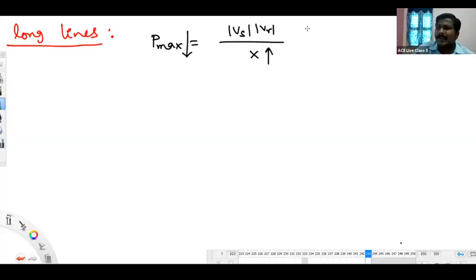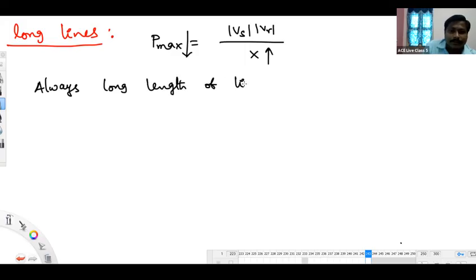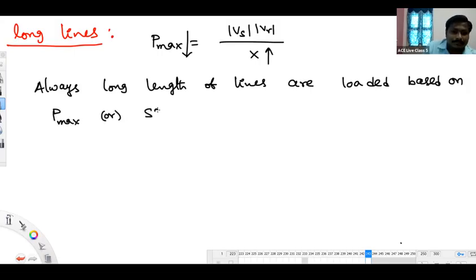Definitely, if you are thinking about long transmission lines, we have to keep the loading only on the basis of the maximum power transfer capacity, the so-called steady state stability limit, in order to maintain good stability for the system. So long length of lines are always loaded based on the P maximum limit or steady state stability limit.